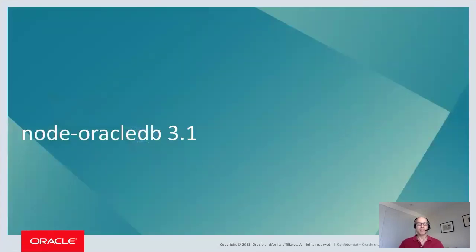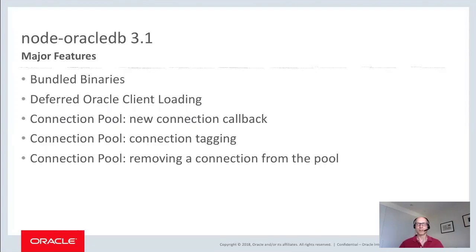Okay, so in the last couple of weeks we had the Node-oracledb 3.1 release out, and I thought we would just talk a little bit about some of the features which were new in that. There's a whole bunch of major features. Bundled binaries, I will talk a little bit about. Deferred client loading, we talked about last time in December, so you can go back and look at the recording for that if you want. And then I'm going to talk about a couple of the connection pool changes, the tagging and the callbacks. I'm not going to talk about the bottom one, removing a connection from the pool.